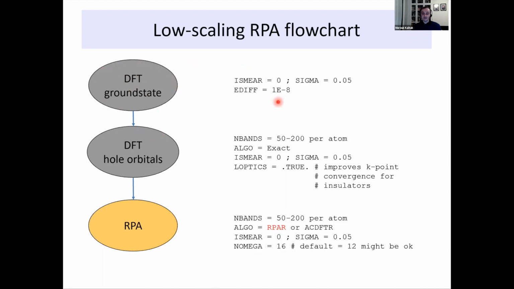So start with a DFT ground state. This is followed by increasing the virtual space with a large number of NBANDS, performing an exact diagonalization for this large space, and then you use this as an input for the actual RPA calculation, which is done in this third step. So to select the low scaling algorithm, RPA R should be set, or ACFTT R. And again, a small number of points is sufficient due to the Minimax isometry.